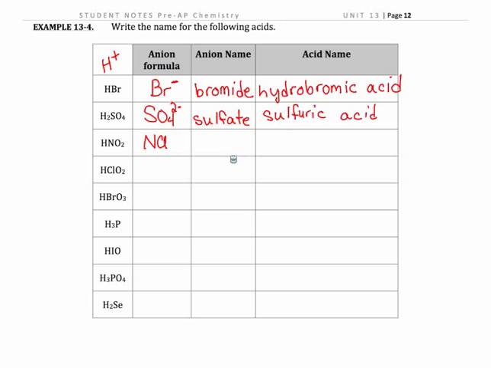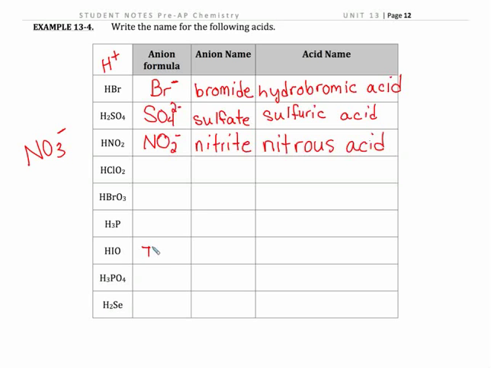Anion name, whoops, I don't know why I was doing sodium there. The anion formula is NO2 minus. Nitrate is NO3 minus. One less oxygen must be nitrite. Ite goes to ous. All night I was nauseous. So this is nitrous acid. Okay. So hopefully you're getting the idea.